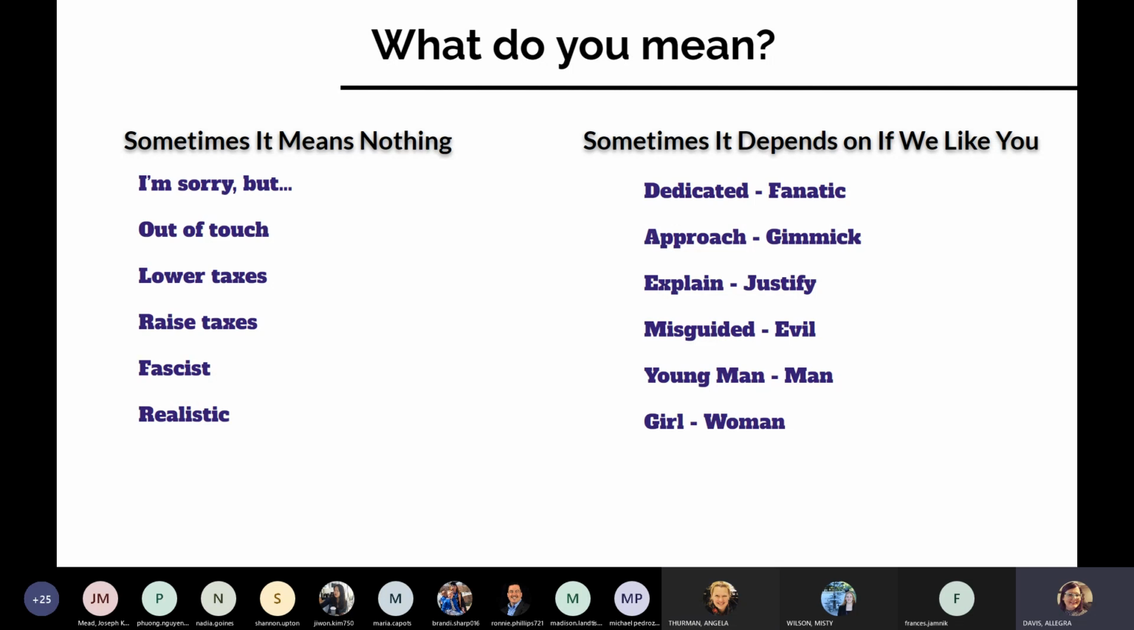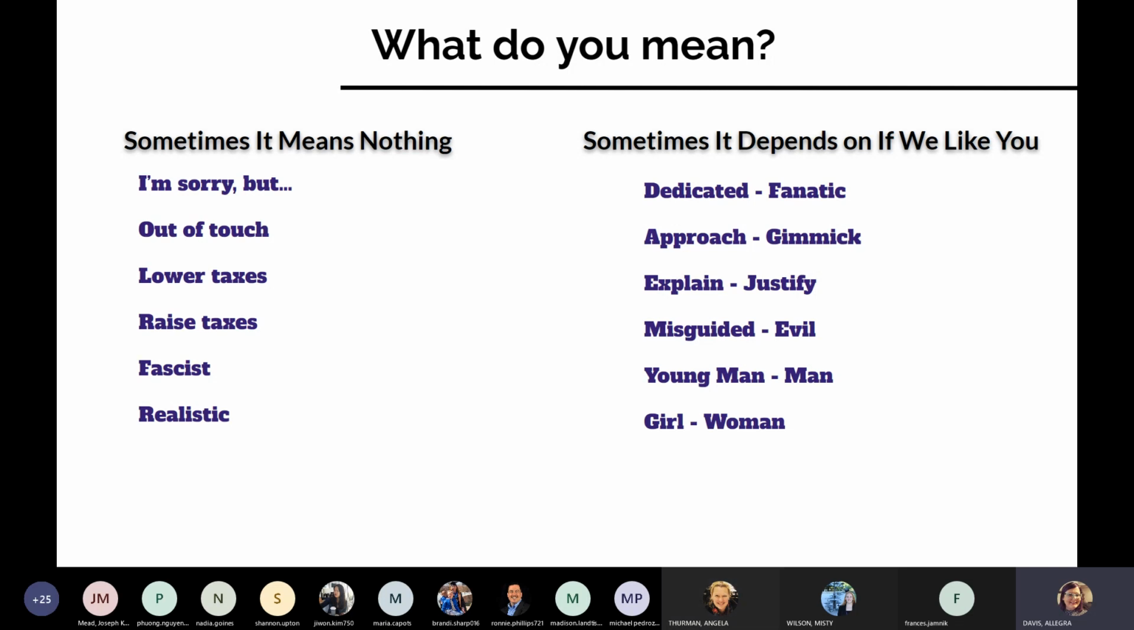Kind of a coded message, but without support to explain why she's out of touch or in what specific way we would lower taxes or raise taxes or change how much your bottom line is, then these are just words that don't mean anything, that get lobbed back and forth. And you can tell that politicians try to affect the way we hear and understand words, because it depends on if I agree with you, whether I think you're dedicated to a cause or whether I think you're a fanatic or a fundamentalist, right?